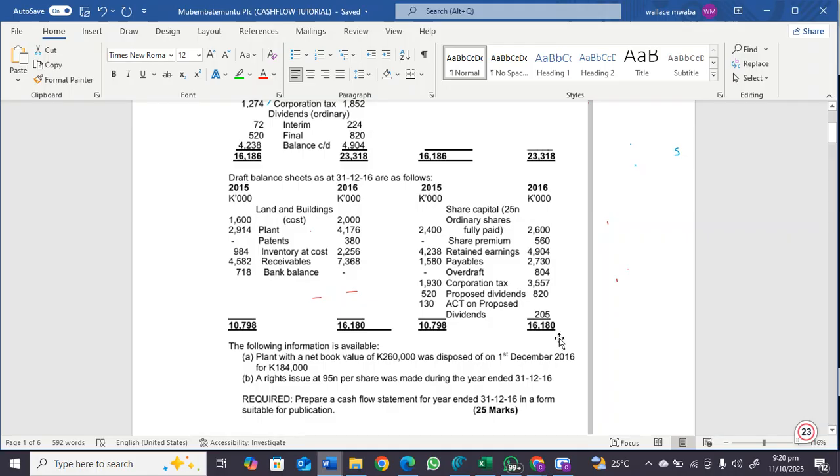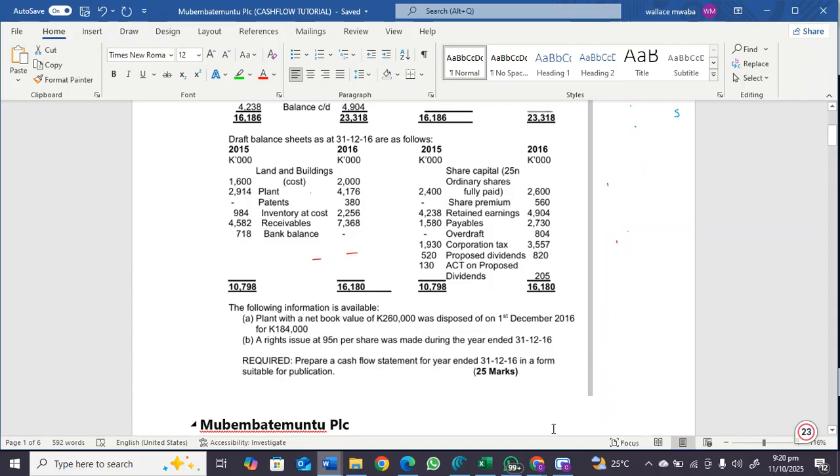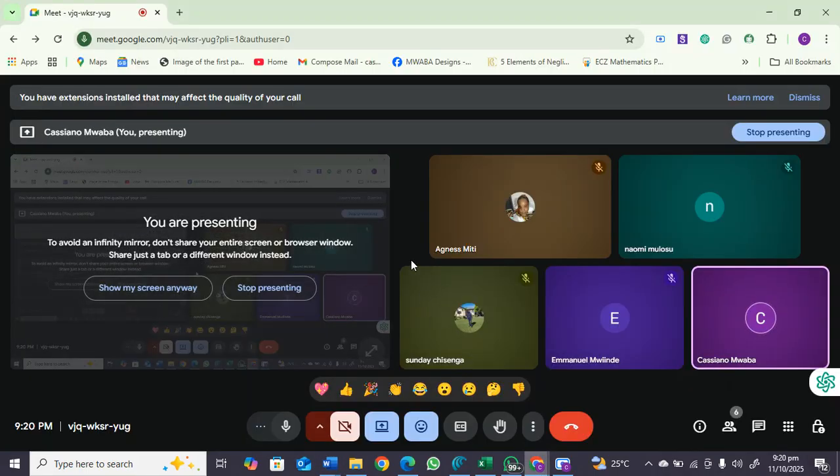So, colleagues, with a cash flow statement, as I said, there are two ways you can do it: the direct method and the indirect method. Today we'll be looking at the indirect method. The cash flow statement is just showing how cash is moving in and out of the business, and it's divided into three subgroups: operating activities, financing activities, and investing activities.